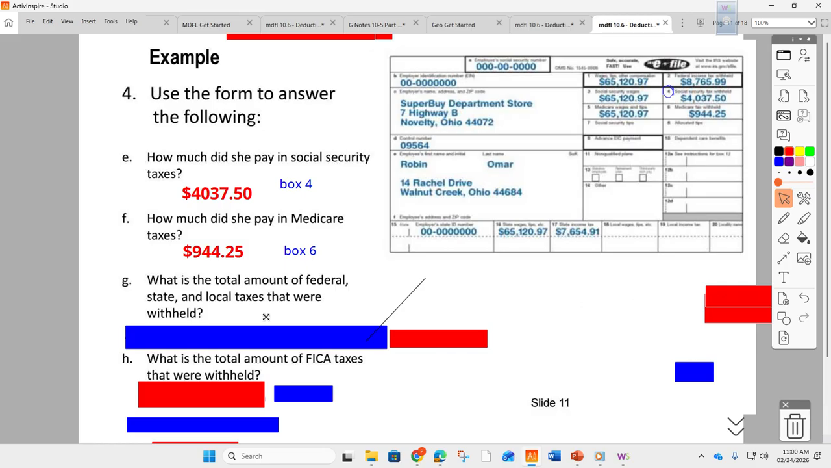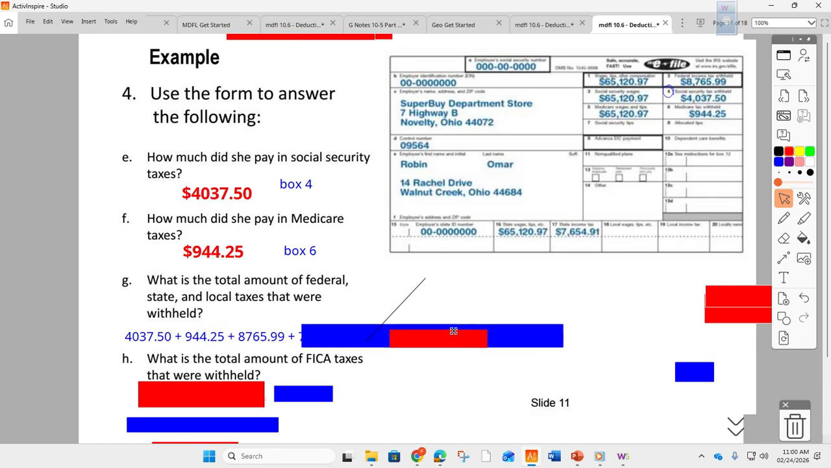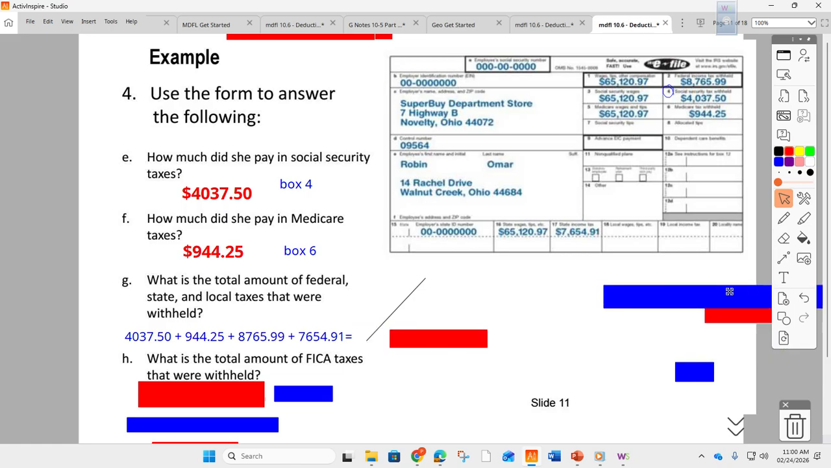If we're finding the total amount of federal, state, and local taxes that were withheld, we're just going to add up all those numbers. So that's Social Security, that's Medicare, that's federal tax, that's state tax. She didn't pay any local income tax. So those 4 taxes for a total of $21,402.65.